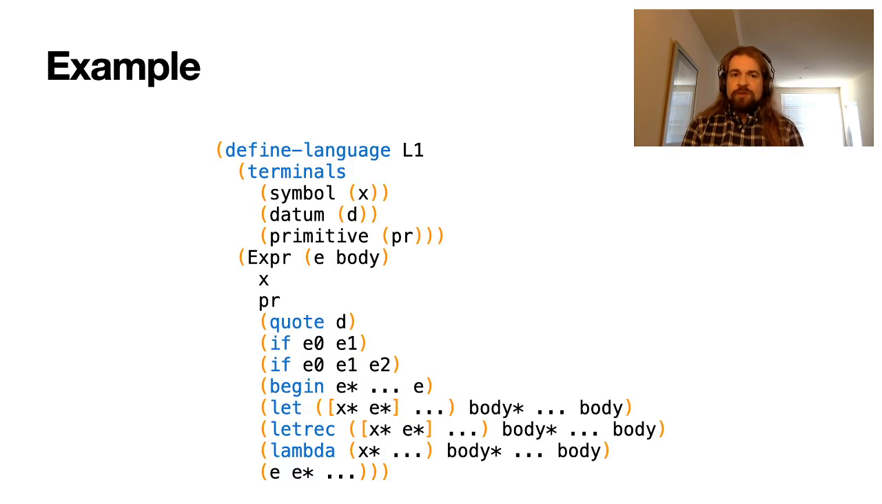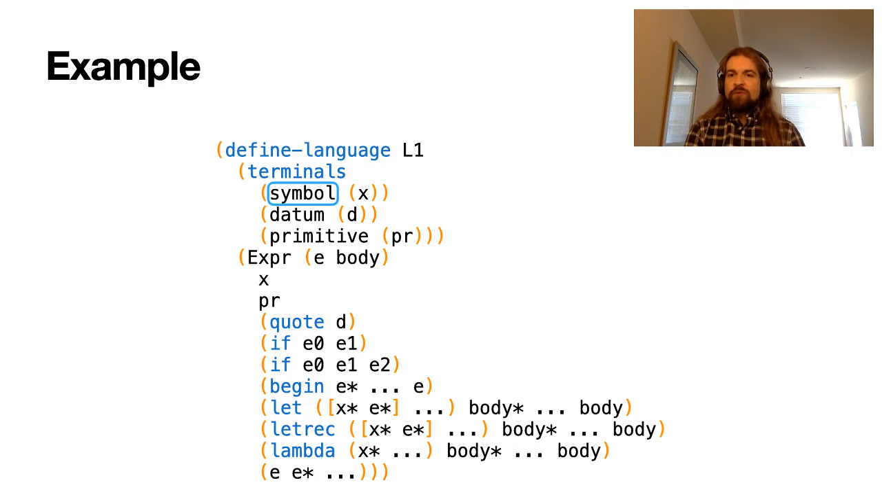To walk through a little bit of an example, this is what a language definition looks like in the Nanopass framework. We have a name for the language that we're creating. We have a set of terminals, and each terminal has a name. We expect for our terminals that there will be a predicate that matches that name in the environment. So here we have a terminal named symbol. We expect there to be a symbol? in the environment. And similarly, datum? and primitive?.